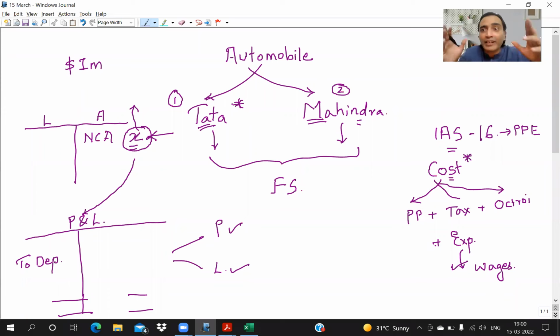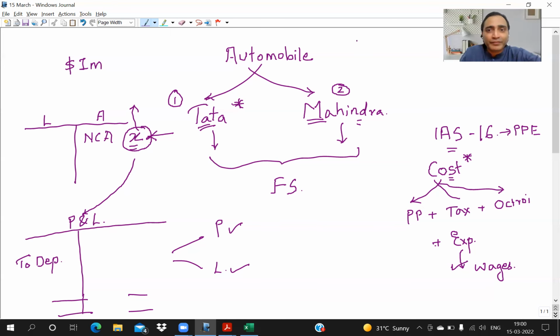And what do you mean by very attractive? The performance is extraordinary. My performance has to be better than Mahindra. On the face of it, I'm not saying the actual performance. I'm saying my performance should appear better than Mahindra. Only then people will come and invest in my company. When will it appear better than Mahindra? When my profit is way more than what Mahindra is showing. So what would I have done? Think about it.